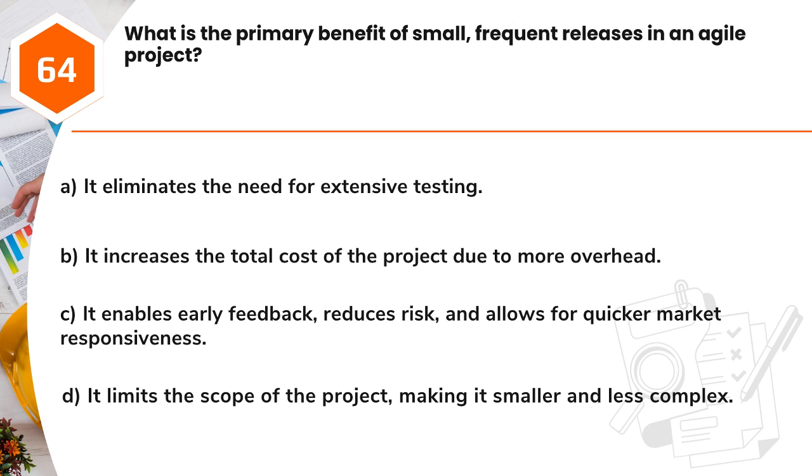Question 64. What is the primary benefit of small, frequent releases in an Agile project? A. It eliminates the need for extensive testing. B. It increases the total cost of the project due to more overhead. C. It enables early feedback, reduces risk, and allows for quicker market responsiveness. D. It limits the scope of the project, making it smaller and less complex.